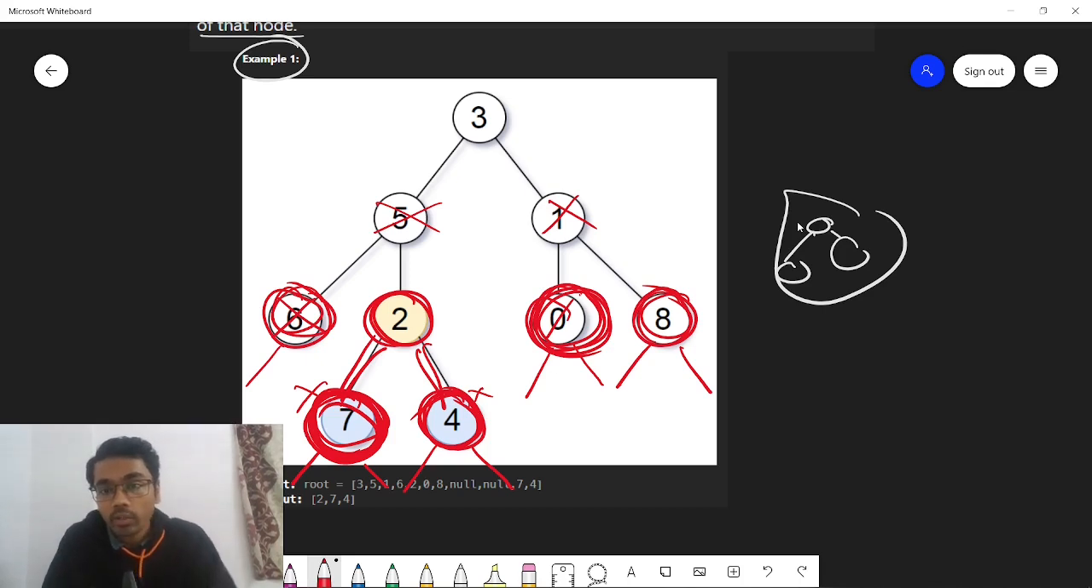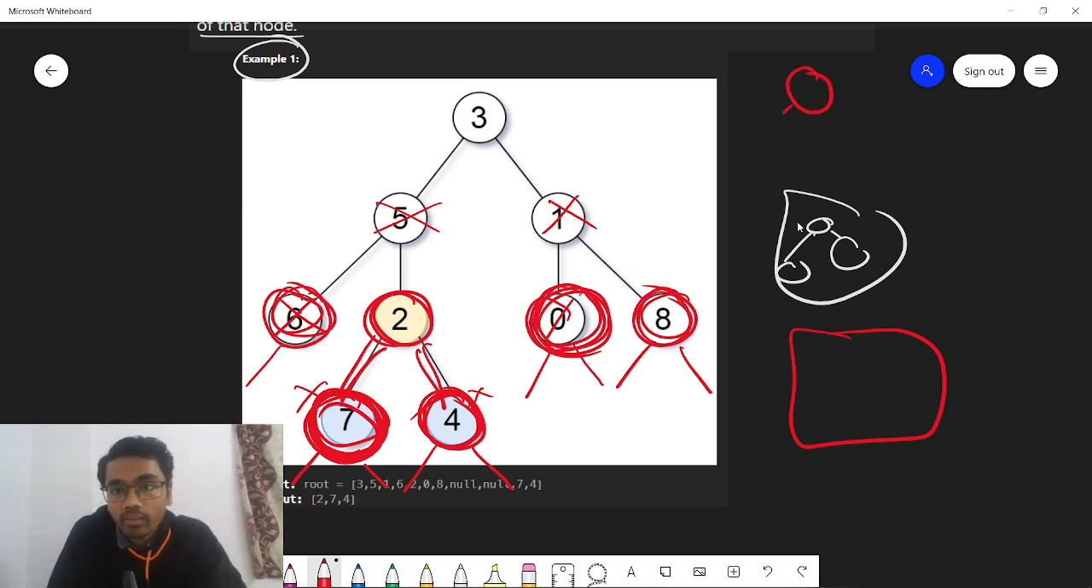Now we need to return the subtree which contains all the deepest nodes. This indirectly says to find the lowest common ancestor which contains all the deepest nodes. So its lowest common ancestor is nothing but 2, which contains all the deepest nodes.